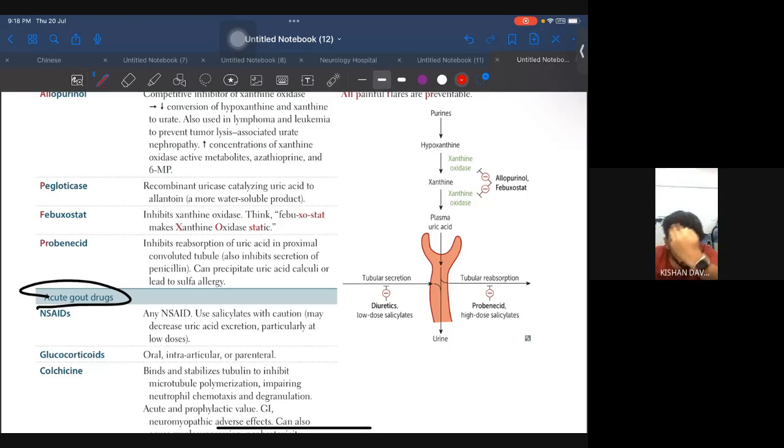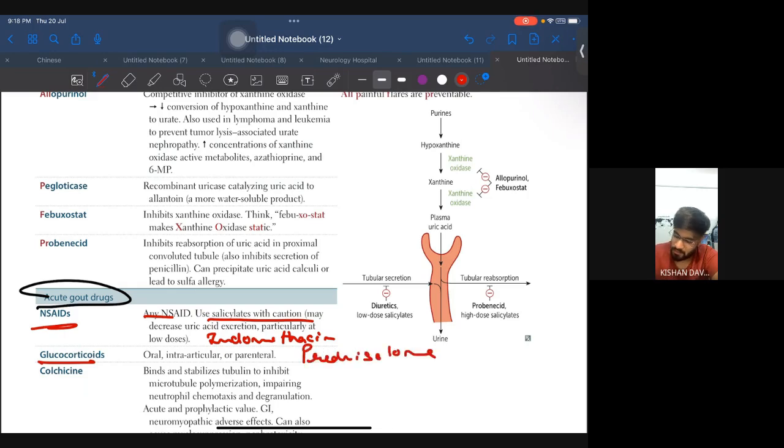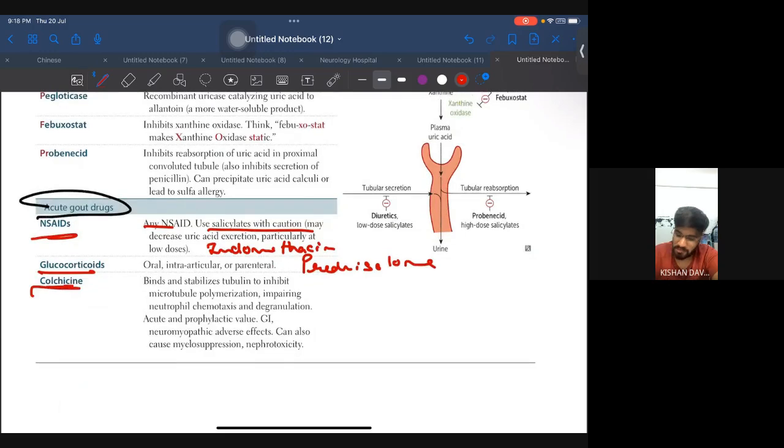So let's talk about the acute gout first. NSAID, any NSAID, use salicylate with caution. Most commonly that is given is indomethacin. Glucocorticoid can also be given, most commonly prednisolone. Now third, this is very important, colchicine.